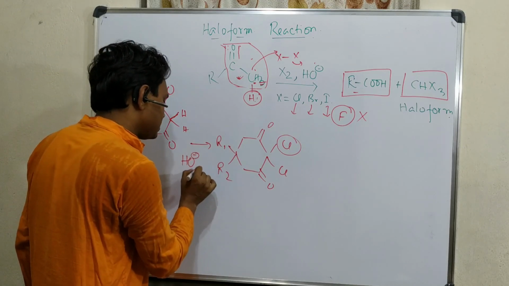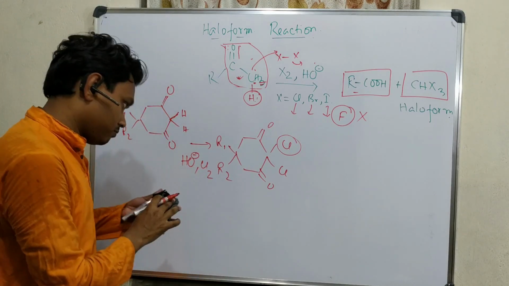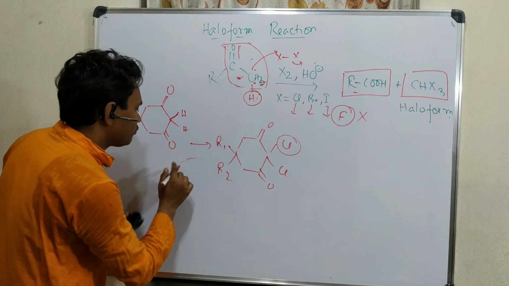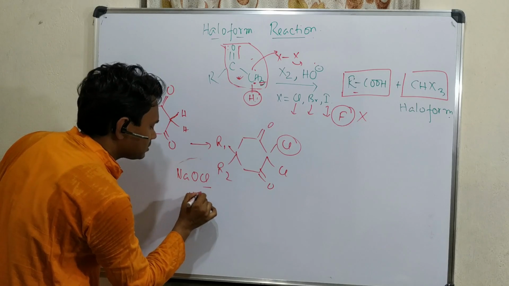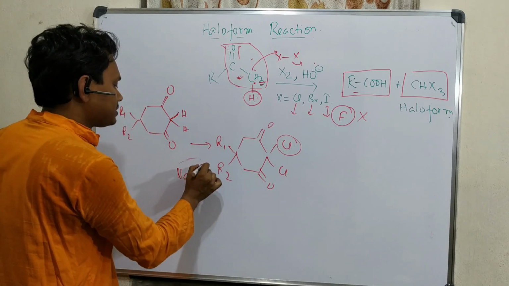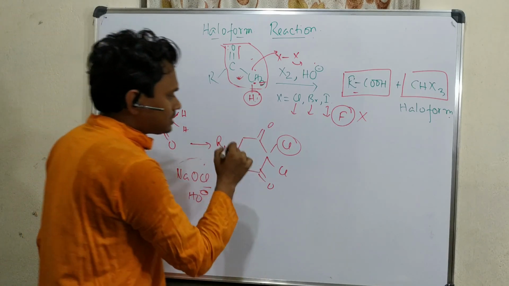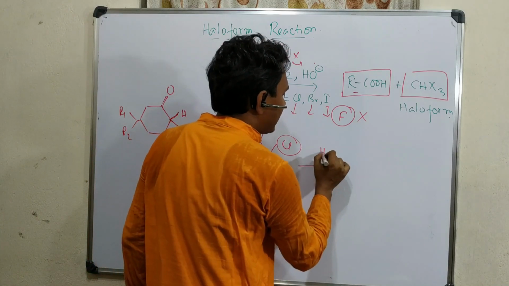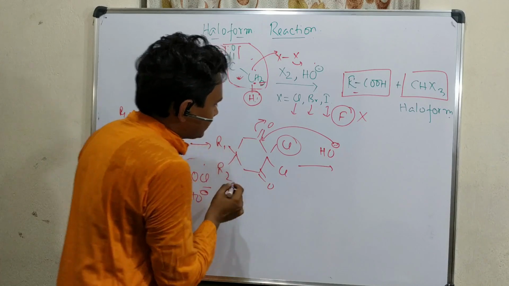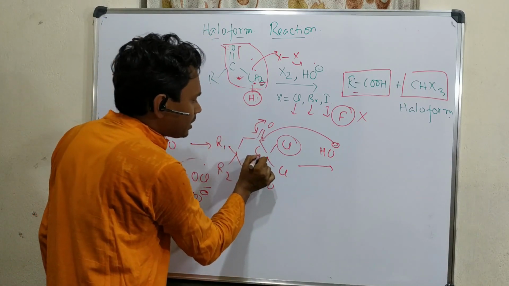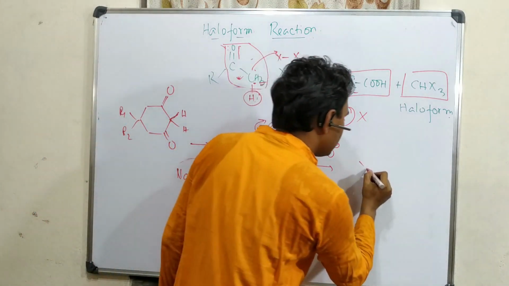For example, if we take chlorine and alkali, or better, sodium hypohalite, in place of base. So this chlorine is in the plus oxidation state. And right now alkali will attack here. So what happened? Alkali will attack here, and after that it will come back and open up this ring. Okay, so what will happen?